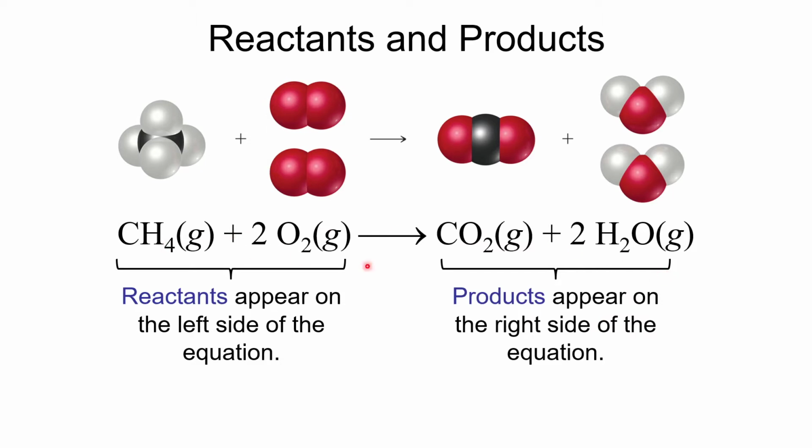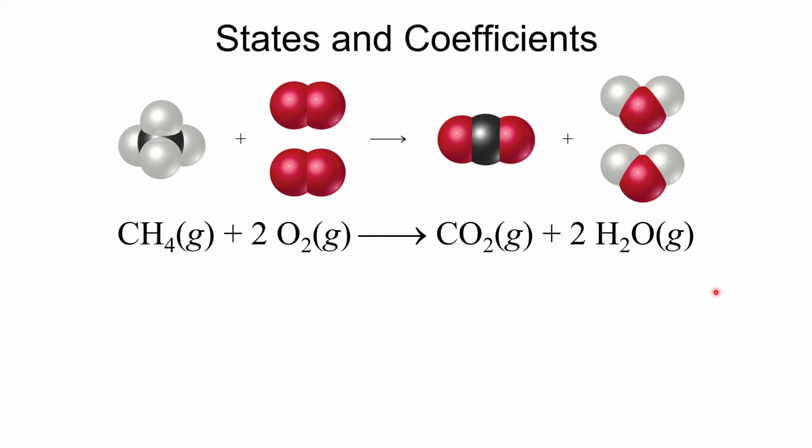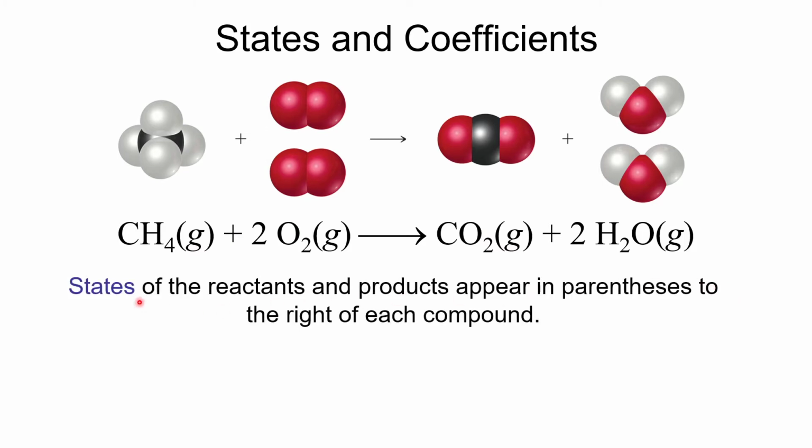Now, I want to look at a couple of the other components here, and that is the states and the coefficients. So the states of the reactants and the products appear in parentheses. And of course, G stands for gas. If we had a solid, we'd use the letter S. For liquid, we use the letter L. And for things that are in aqueous solution, which is a water solution, we use the letters AQ. But you'll see all of these are gas in this particular reaction.